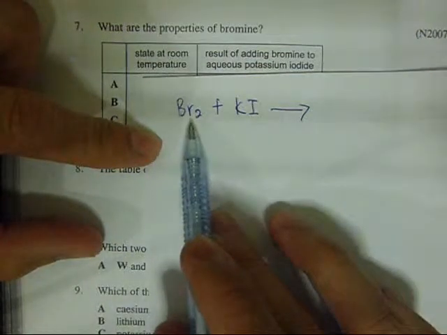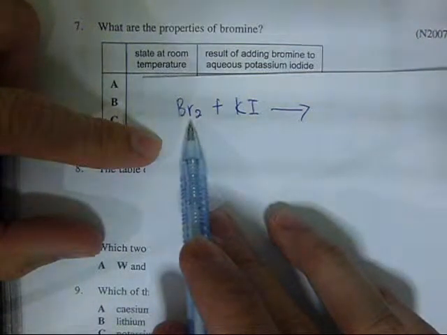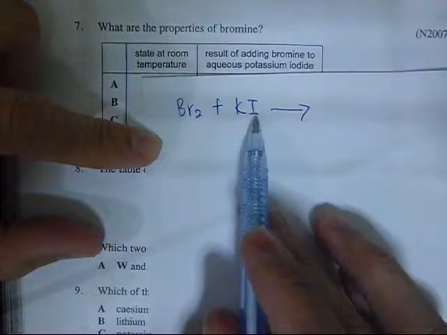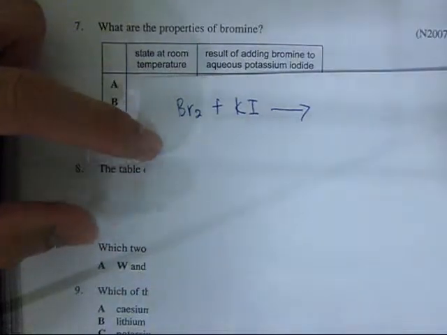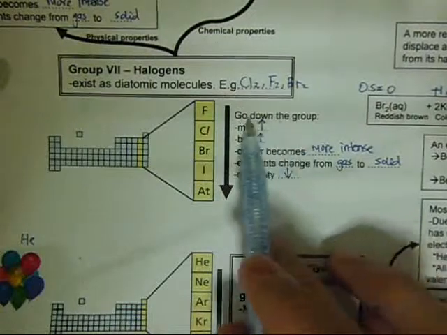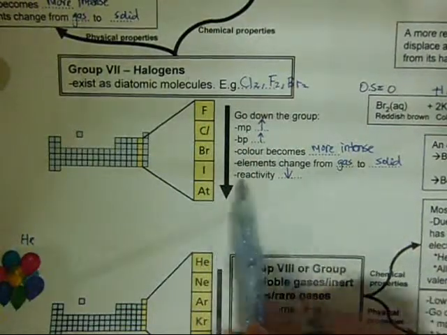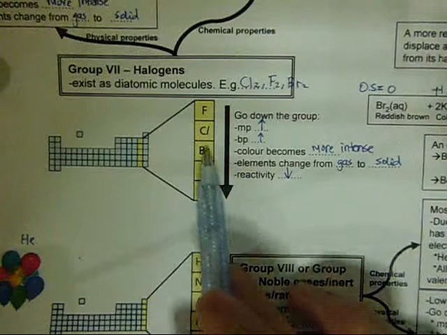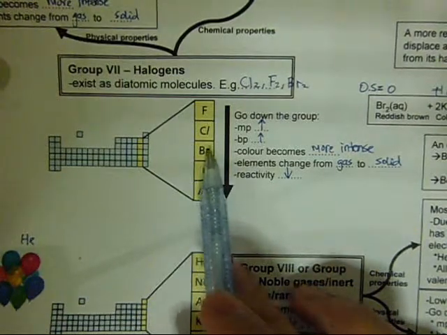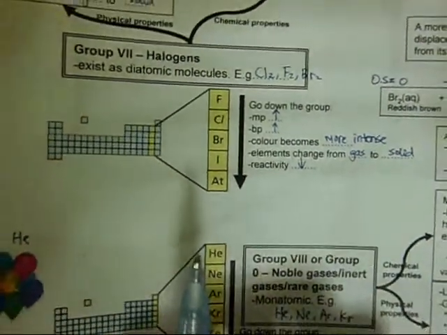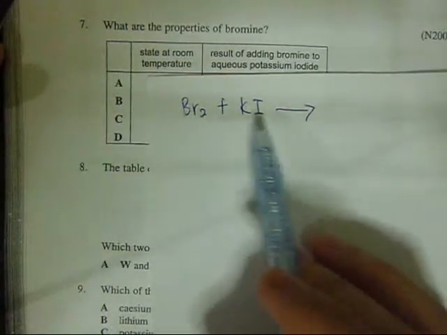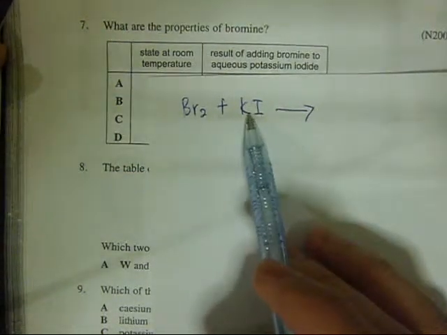Now this one you have to compare the reactivity of the halogens. Bromine and iodine, which one is more reactive? Bromine is more reactive. Why? Because according to the mind map again, as you go down the group, the reactivity decreases. So bromine is here, iodine is here. So bromine should be more reactive than iodine. When bromine is more reactive than iodine, bromine will kick iodine out from potassium iodide.